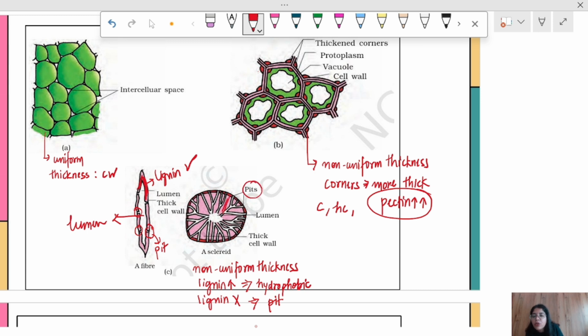This entire thing which you can see in pink color, this is what? Lignin. And at several places you can see lignin is absent, and as a result, it is forming a pit. Okay. And what is this area? This is called the lumen. It is labeled also here, lumen.